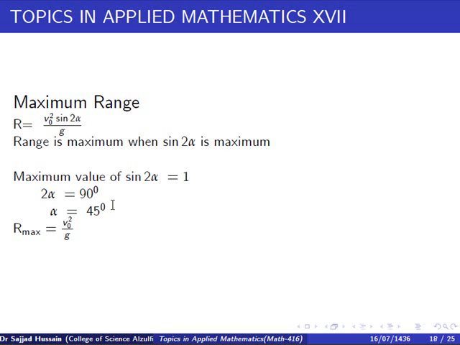So when an object is thrown at an angle of 45 degrees, it will get the maximum horizontal range, and its value, the maximum range, is equal to v naught square over g.